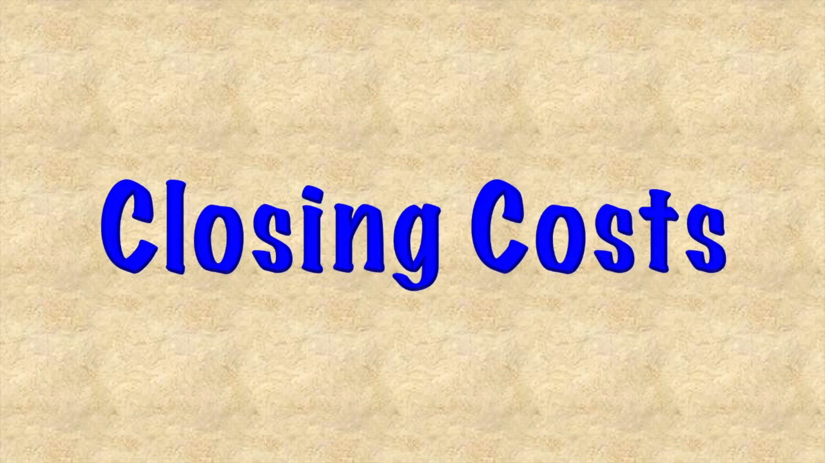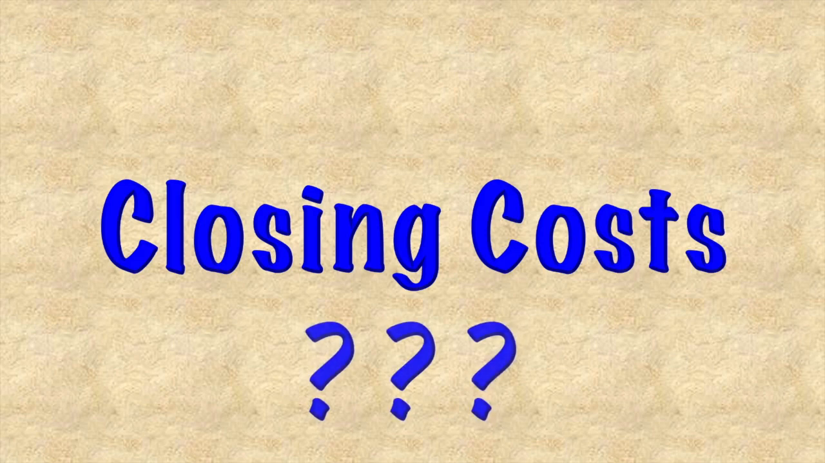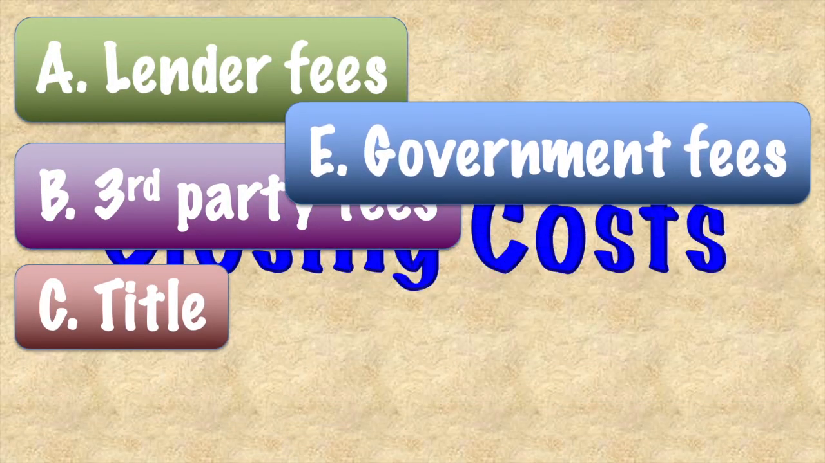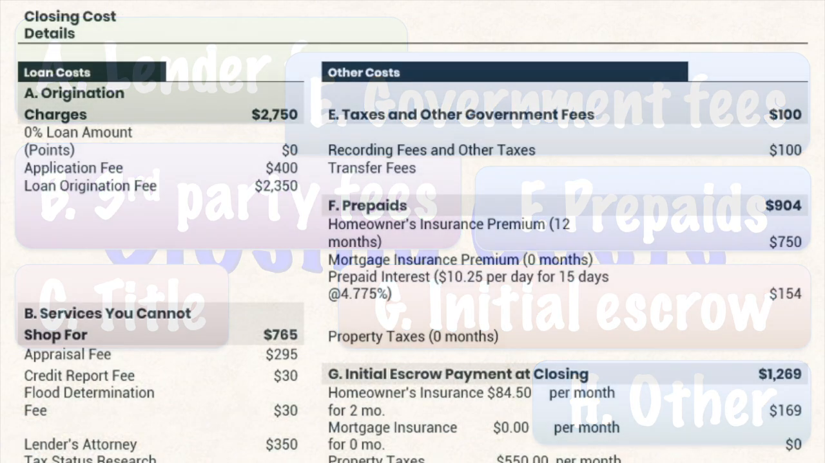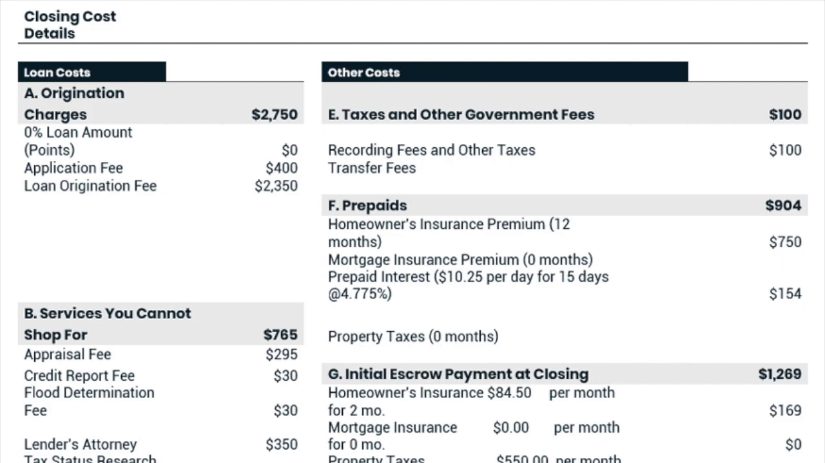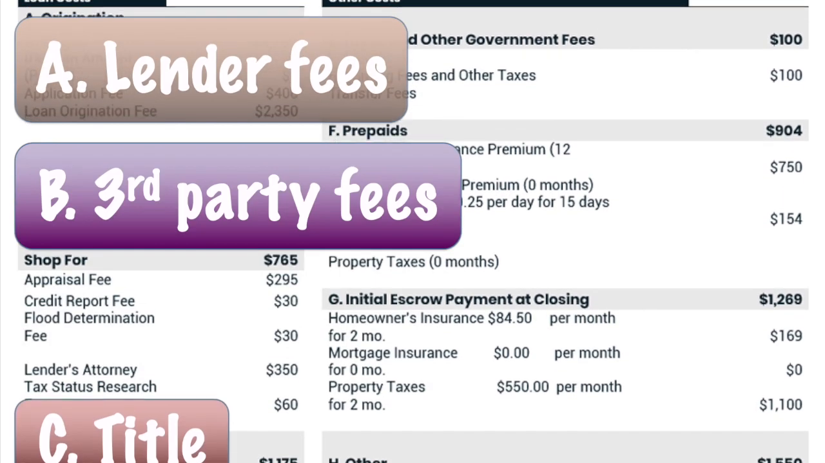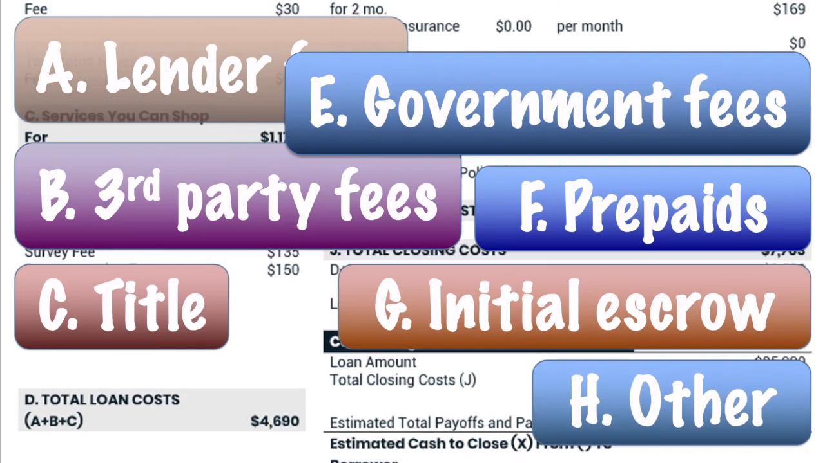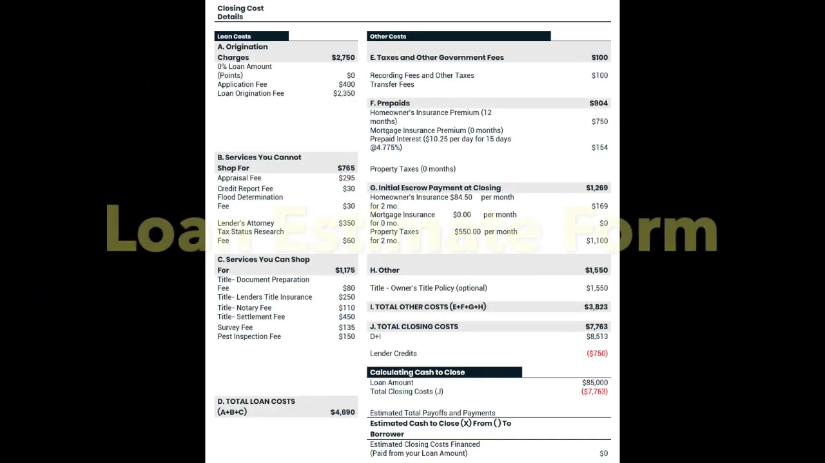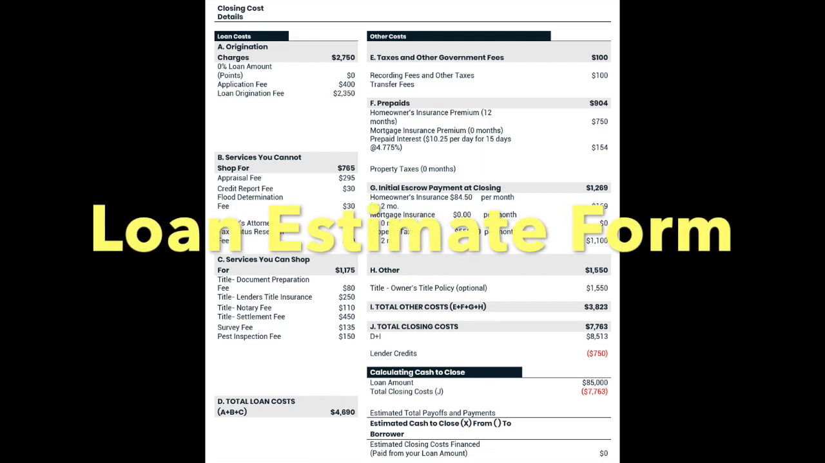Hey guys, are you having a hard time getting people to tell you how much your closing costs will be? They might be dodging because it's complex. I'm going to explain it using a loan estimate form that many banks use that look like this. As you can see, there's a lot of different parts, so sit down, we're going to go through them one by one. This is called a loan estimate form.